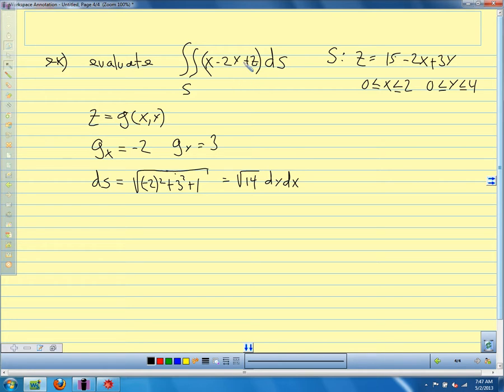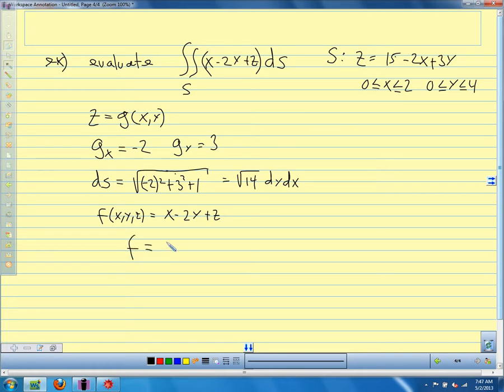And our function that we're evaluating, if we call this f of x, y, z, is x minus 2y plus z. We need to write that in terms of how we parameterized our surface. So we're going to substitute z equals 15 minus 2x plus 3y for our function there, so we can express our function in terms of our parameters on our surface.